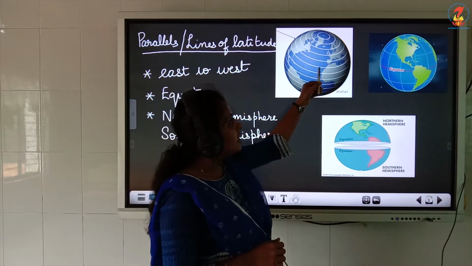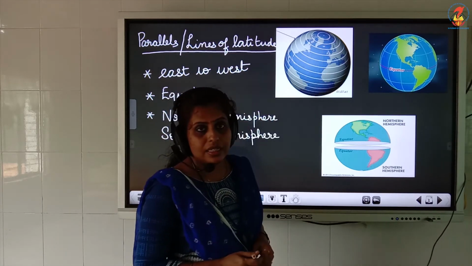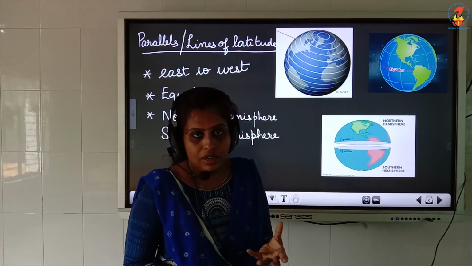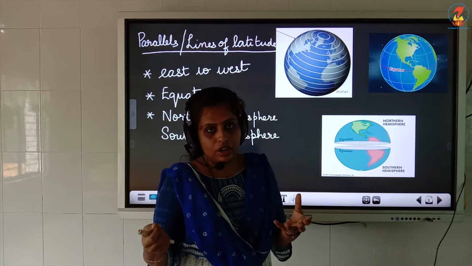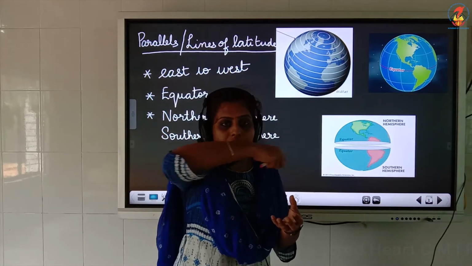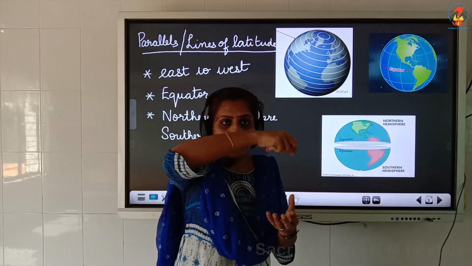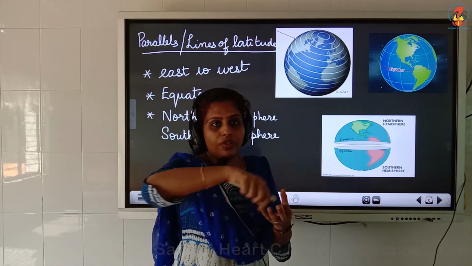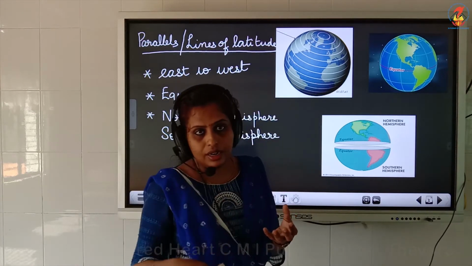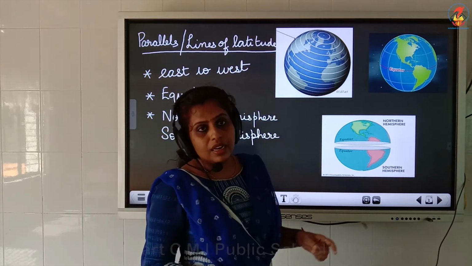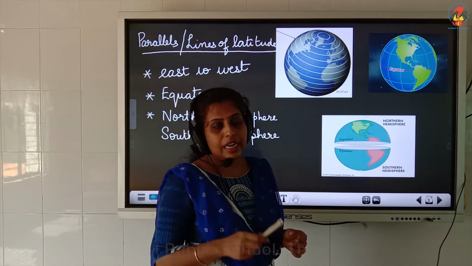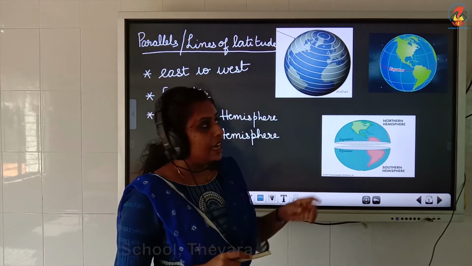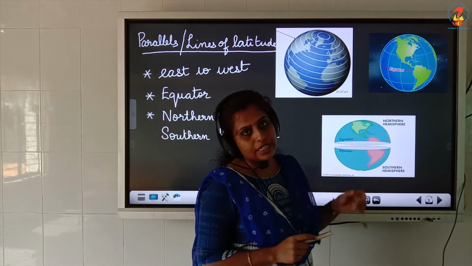Compare the other circles with the equator. It is the longest. Just take, for example, a ball and a twine or thread. Circle it around the ball. What you can observe is that the circle around the middle will be longer, right? So, the equator is the longest parallel. It passes through the middle of the Earth's surface and is called the longest parallel.